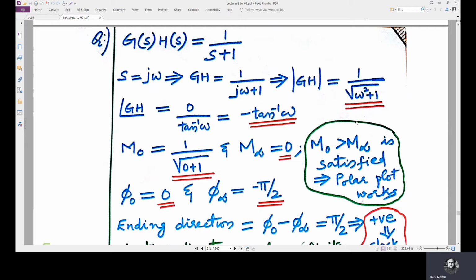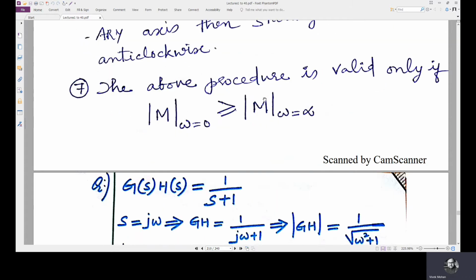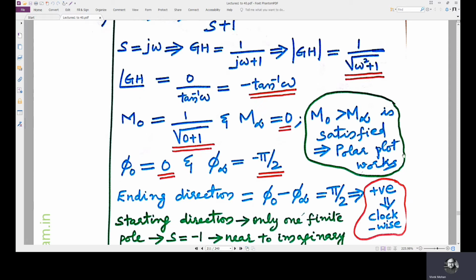Now we'll see whether the polar plot is valid or not. The basic condition, we'll check M0 greater than M infinity. This is the condition, M0 greater than or equal to M infinity. So this is satisfied here. M0 is greater than M infinity. So the polar plot is valid.